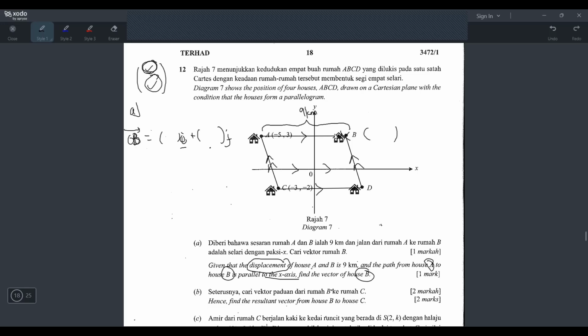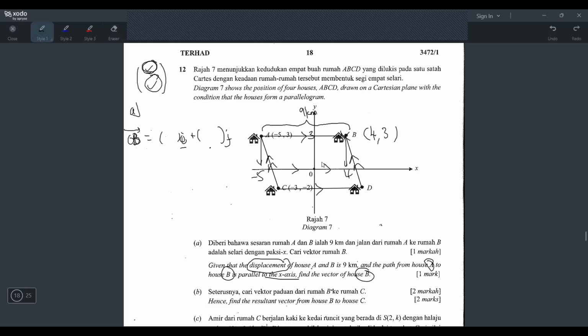And how to do that? Okay, -5 plus 9 will be 4. It means this is 4. Okay, 3 will still be 3, right? Because they have the same y coordinate 3. It's just that the negative 5 have to plus 9 become 4, right? So what is your vector OB?